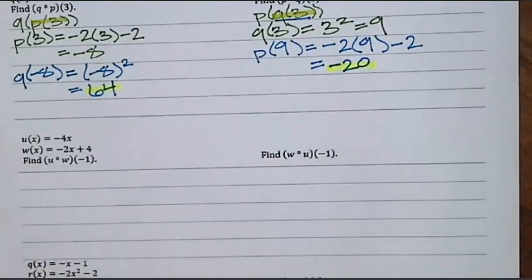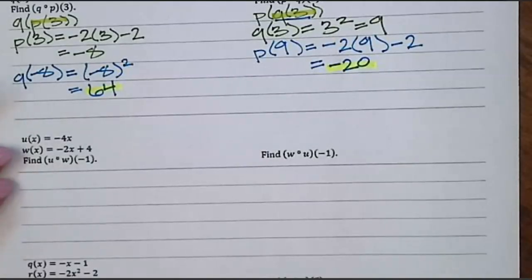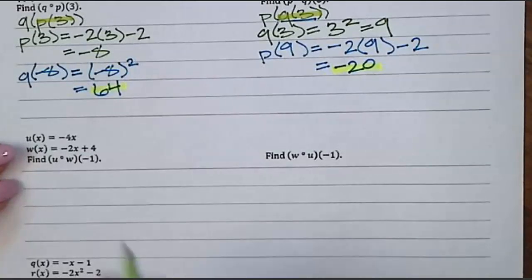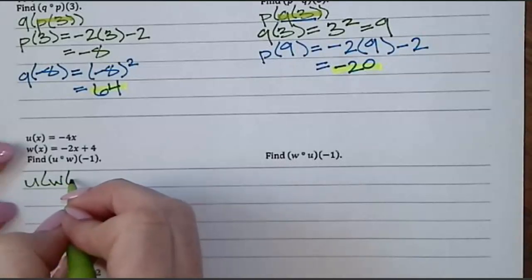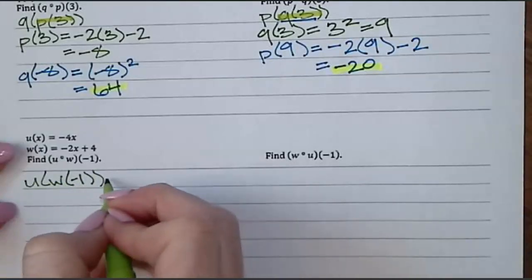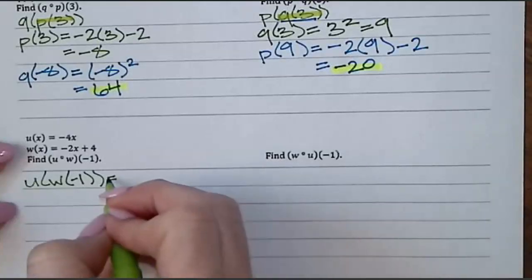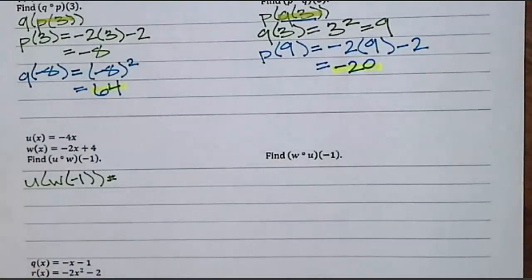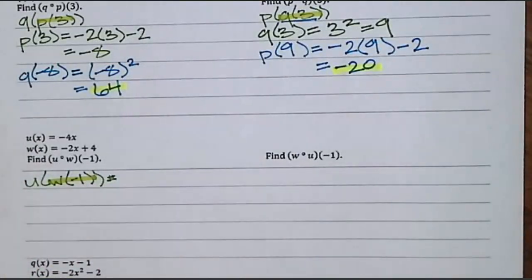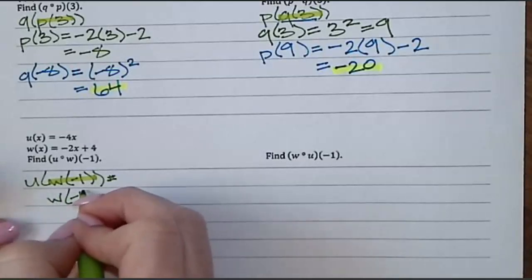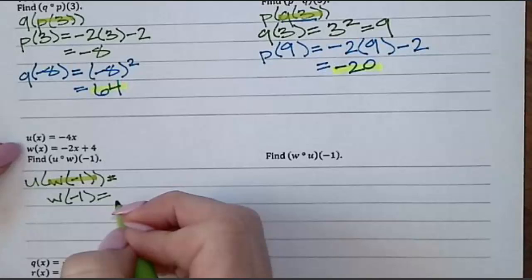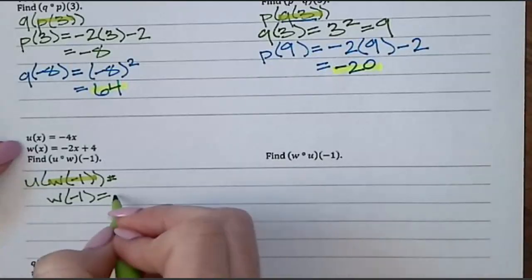Looking at another one, we're going to do the same thing. So the first one asks me for U of W of negative 1. So remember this rewrites as U of W of negative 1. You don't have to rewrite it, but sometimes I think it's helpful. And so the first thing that we are going to do is find W of negative 1. And W of negative 1, I go into W and replace all my x's with negative 1.